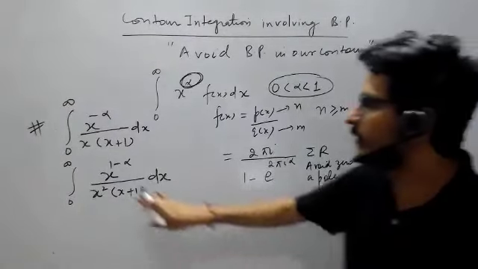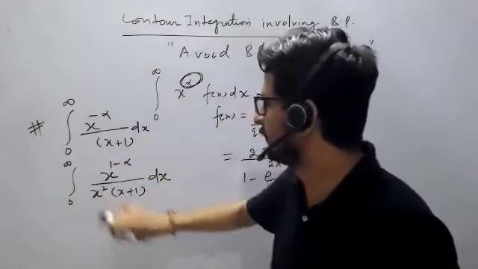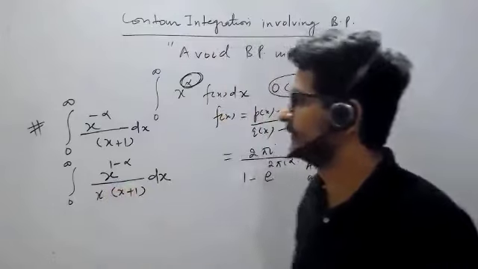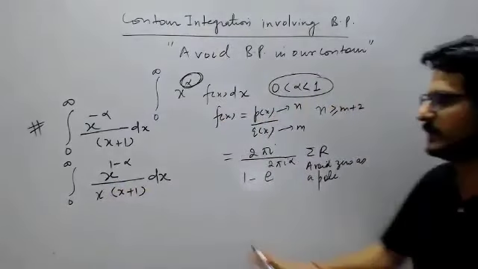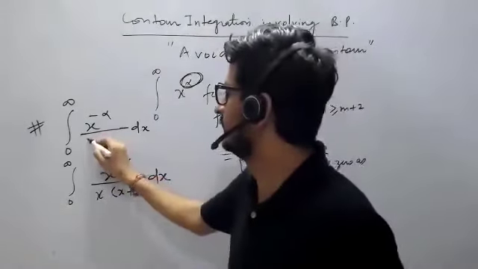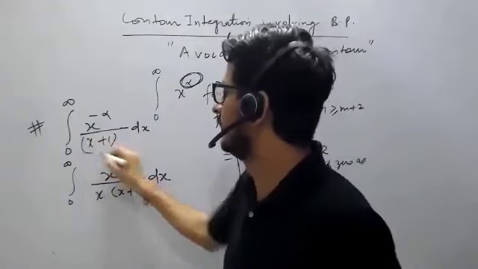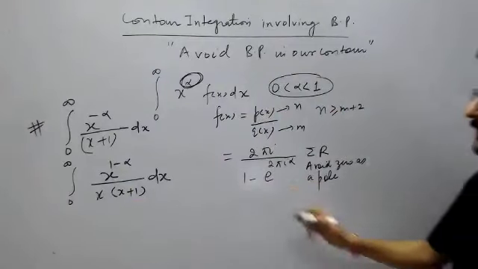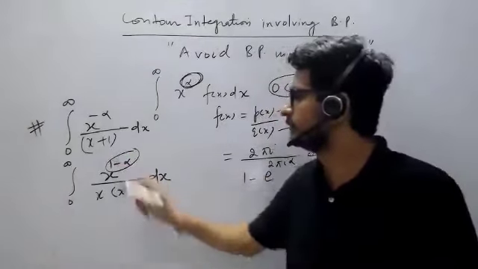Oh, sorry, in the question it was only x plus 1. I am sorry for that. And here it will become x plus 1. In the question it was only like this, x plus 1. And now I have multiplied and divided by x. So now it is okay.